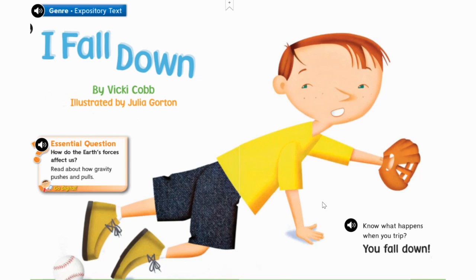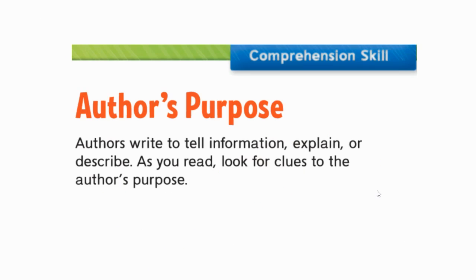Yesterday, you listened as I read the story out loud to you. Today, we are going to work together to identify the author's purpose for writing this text. Remember that author's purpose is the author's reason to tell information, explain, or describe. As you read, look for clues to the author's purpose.